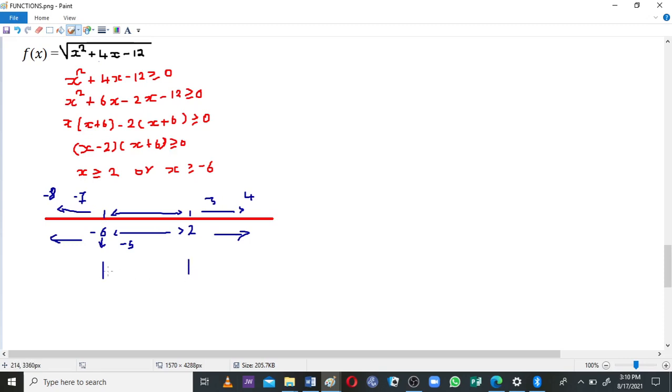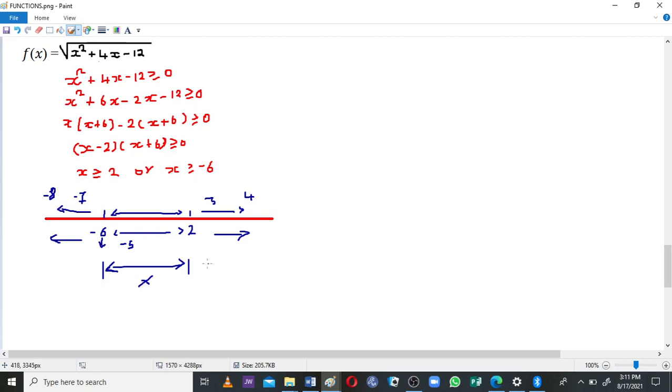So from this point, the numbers starting from -5, or let me say excluding -6 and excluding +2, the values here will make your function not to be defined. So here your function is not defined. You can try that out, it's not hard.